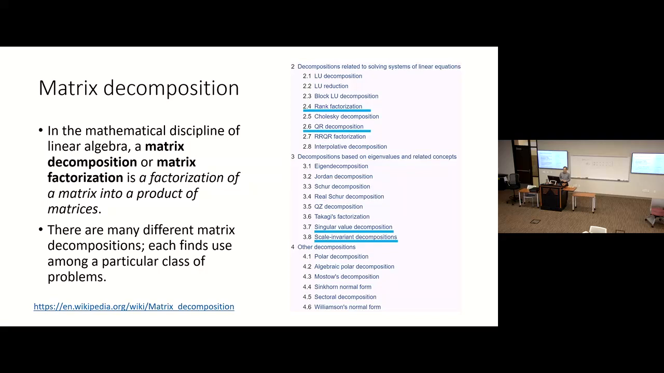So if you search the Wikipedia page, there are many different ways to do this decomposition. Decomposition is a factorization of a matrix into the product of matrices. That's the definition.